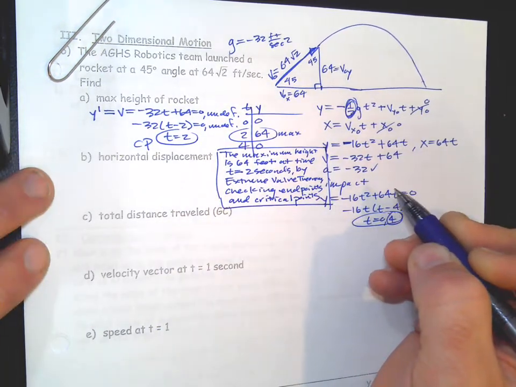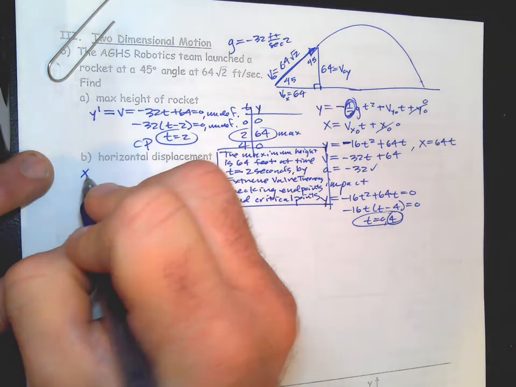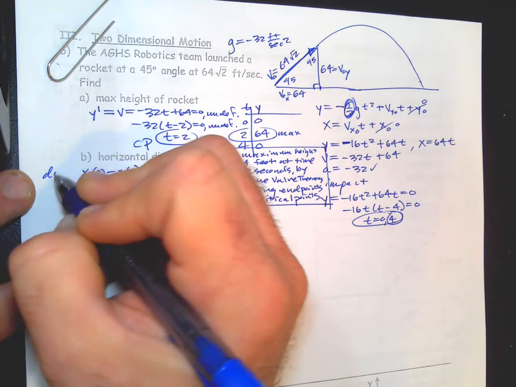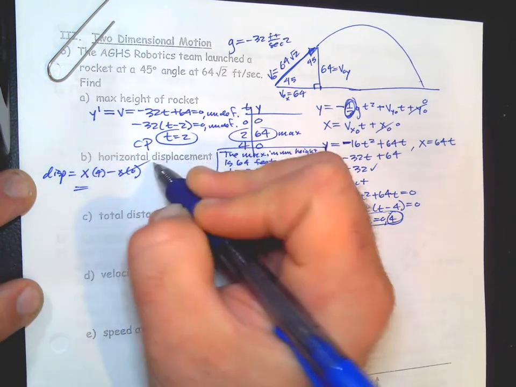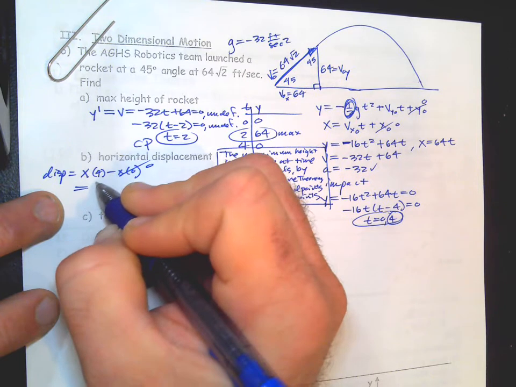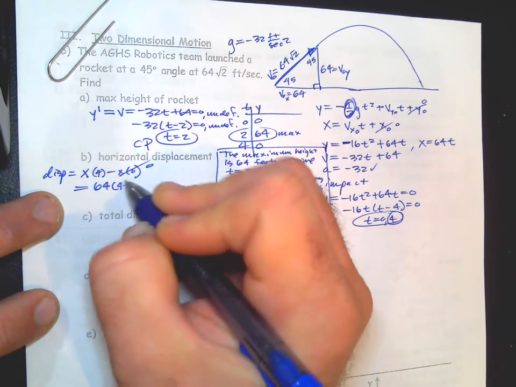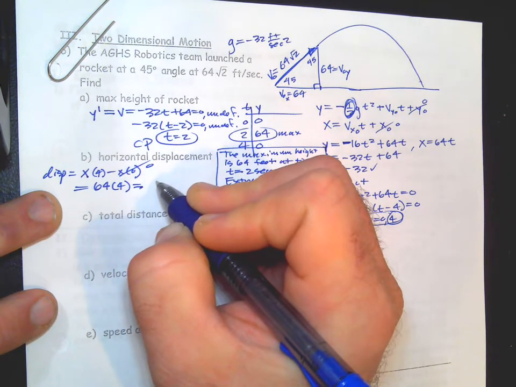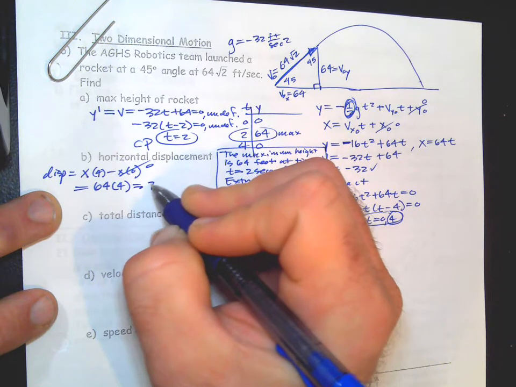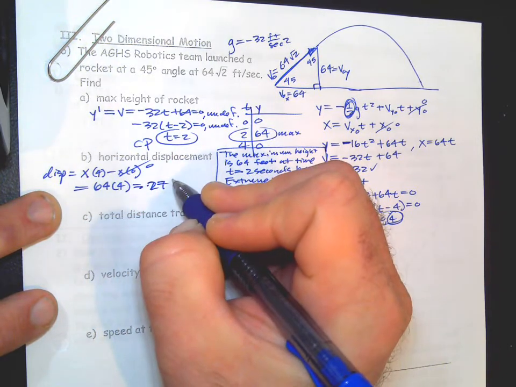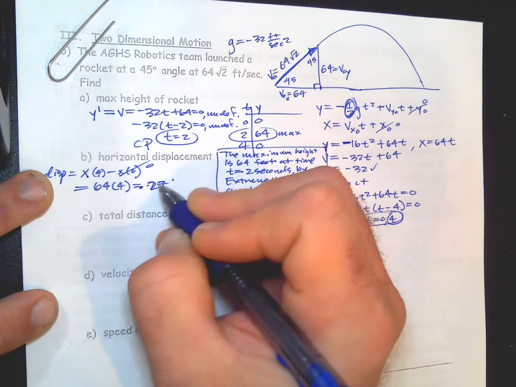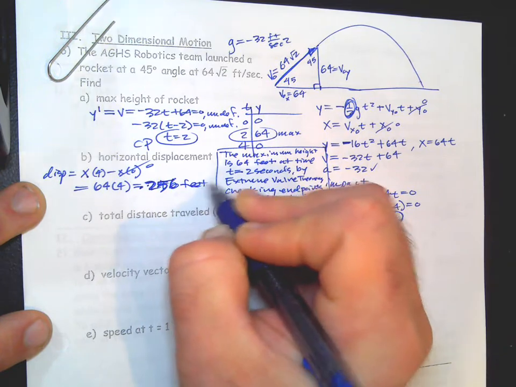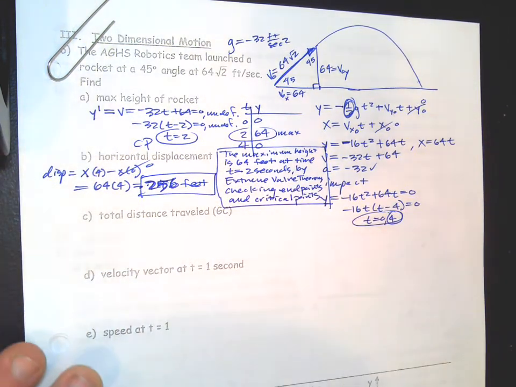Justification. Horizontal displacement. Well, that's going to be x at time of impact minus x initial time. We're going to say that's 0, so we're going to just plug 4 into that. And so it's going to be 128, 256. 256. Show some more if we need to. Feet. Units.